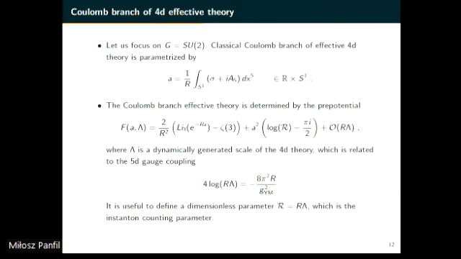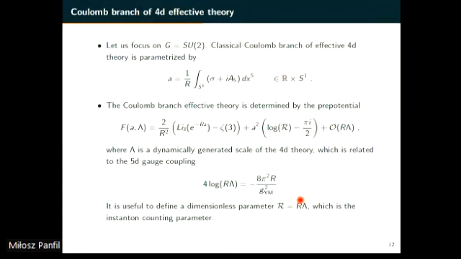For this theory, the classical Coulomb branch of the effective 4D N=2 theory on M4 is parameterized by a complex scalar A, in the following combination, where sigma is the adjoint-valued real scalar in the 5D N=1 vector multiplet, and it's actually the Cartan part of that. A is valued in, as you see here, the infinitely long cylinder. The Coulomb branch effective theory is determined by a multivalued function called the prepotential that looks like this. The first term actually comes from summing over all the modes, the Kaluza-Klein modes from the S1 reduction. Here, as I mentioned, R is the radius of S1 and lambda is the dynamically generated scale of the 4D effective theory on M4.